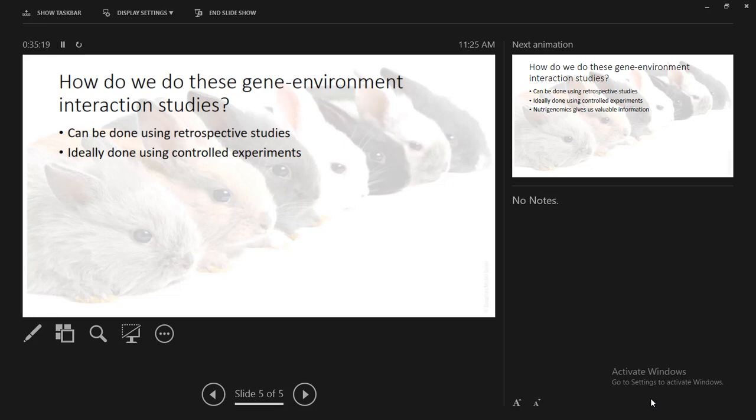Or we could do a controlled experiment where you recruit people with the genetic illness. Everybody's got the genetic illness. You randomly assign one group to your experimental group, and you randomly assign the other group to your control group. You change the diet of your experimental group and leave the diet the same for your control group. And you can do short-term studies. You're like, how do you control what people eat for a long time?